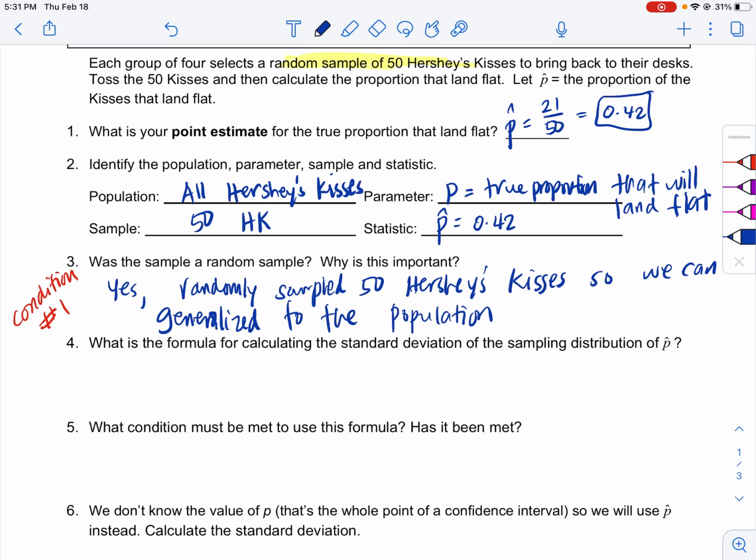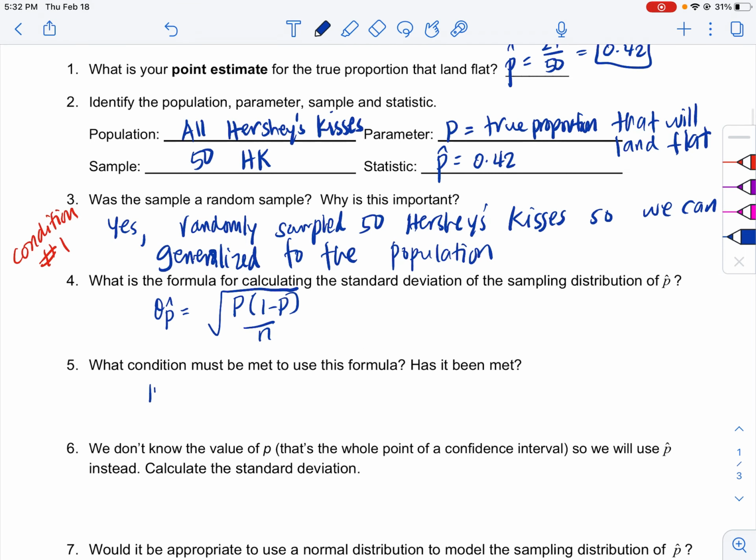Moving on. What is the formula for calculating the standard deviation of the sampling distribution of p-hat? We know that the formula for the standard deviation of the sampling distribution is the square root of p times 1 minus p, over n. What condition must be met to use this formula? Has it been met? We already know that in order for us to use this formula, we need to make sure that we pass the 10% condition. So let's see if it passes.